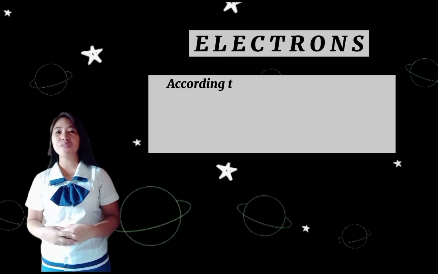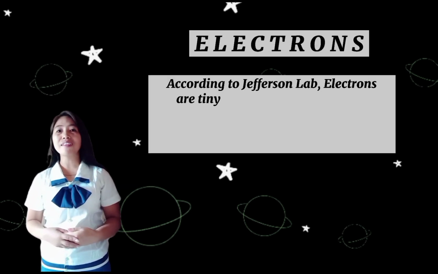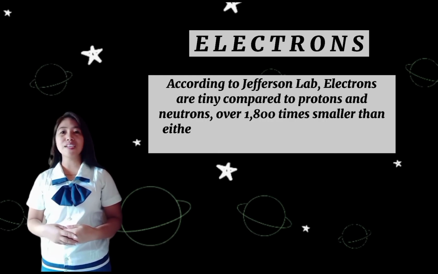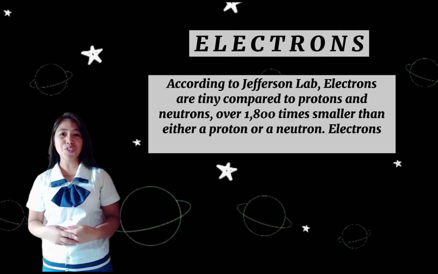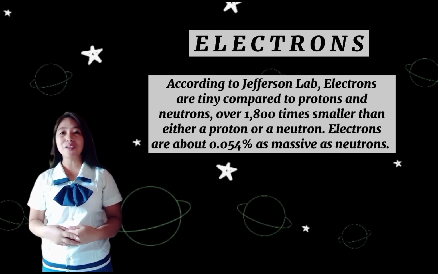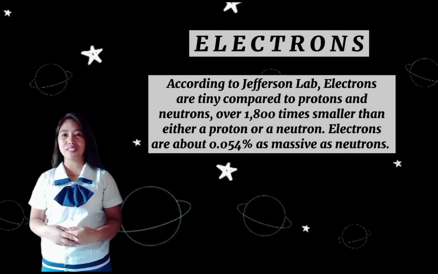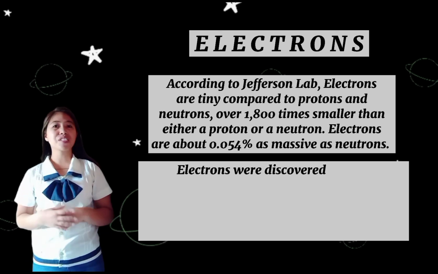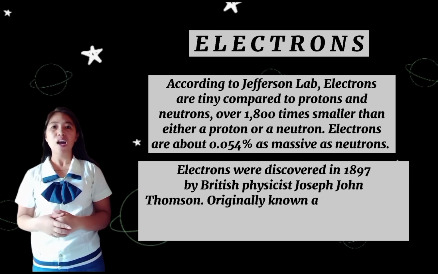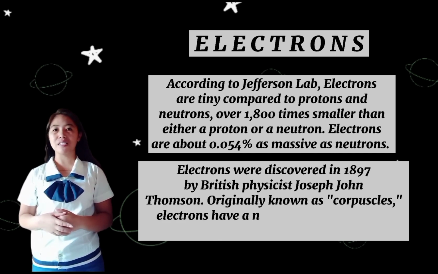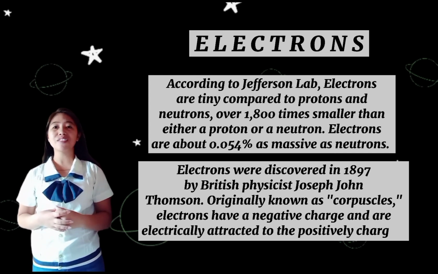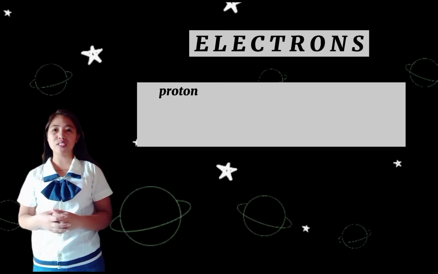Electrons. According to Jefferson Lab, electrons are tiny compared to protons and neutrons, over 1,800 times smaller than either a proton or a neutron. Electrons are about 0.54% as massive as neutrons. Electrons were discovered in 1897 by British physicist Joseph Thomson, originally known as corpuscles. Electrons have a negative charge and are electrically attracted to the positively charged protons.